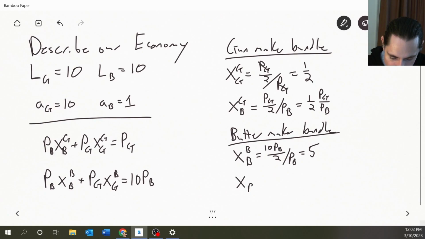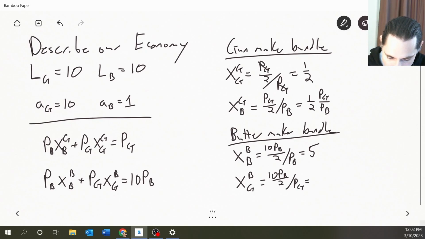Then let's do shipping guns. So how many guns does the butter maker buy? Well, 10 PB divided by 2, half of their income, divided by the price of guns. So here we get 5 times PB divided by PG.